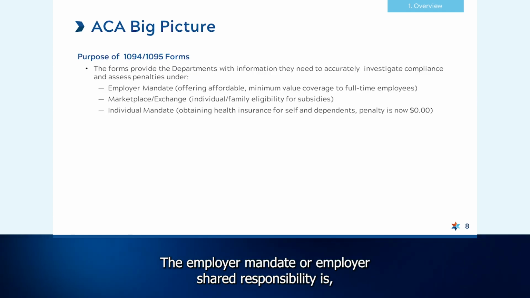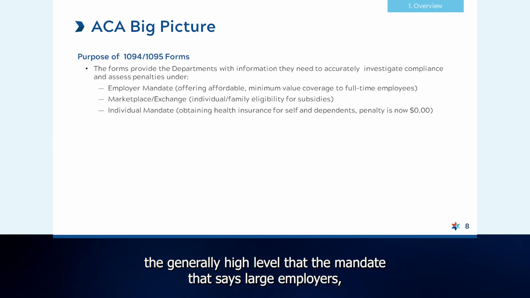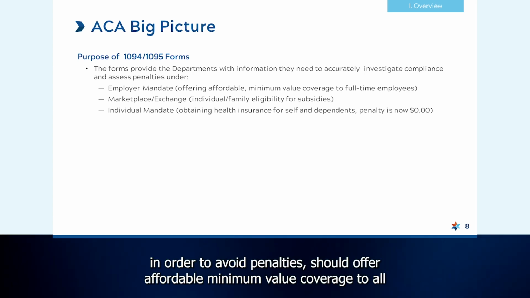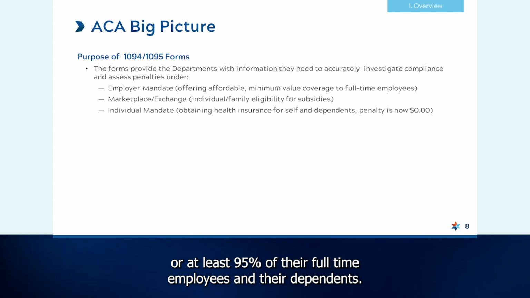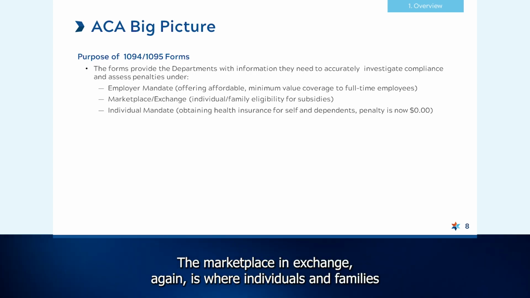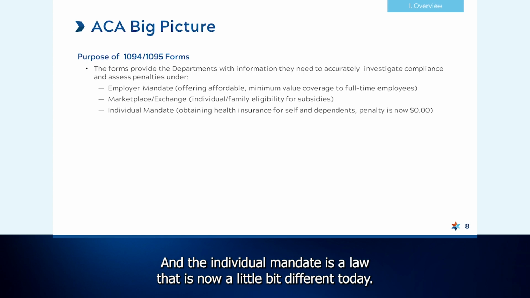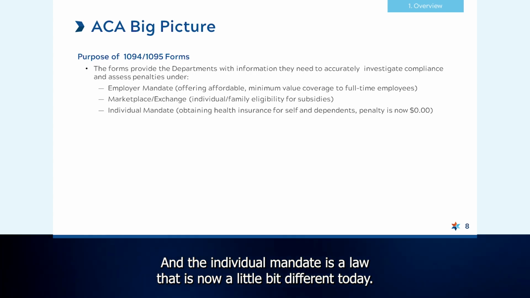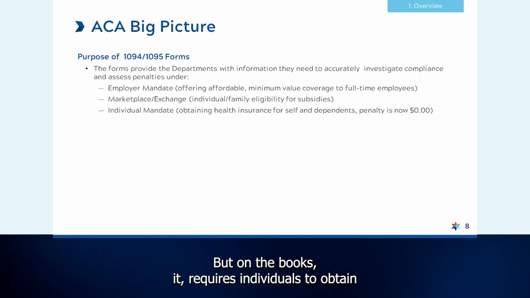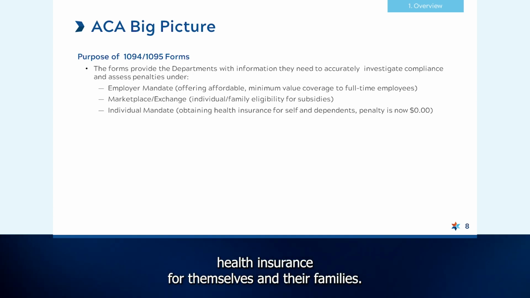The employer mandate, or employer shared responsibility, is generally the mandate that says large employers, in order to avoid penalties, should offer affordable minimum value coverage to at least 95% of their full-time employees and their dependents. The marketplace and exchange, again, is where individuals and families can purchase insurance and sometimes be eligible for subsidies. And the individual mandate is a law that is now a little bit different today, but on the books, it requires individuals to obtain health insurance for themselves and their families.